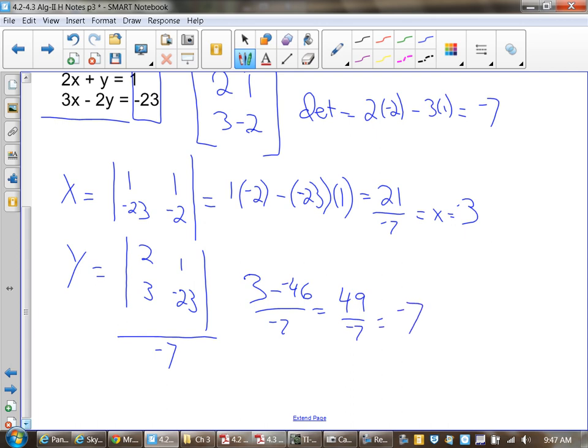So the solution set is -3, -7. Granted, when you see a 2x2 matrix, 2x plus y is 1, 3x minus 2y is -23, you're probably thinking right away, very easy substitution or something. But aren't you supposed to do 2 times -23 and then minus 3 times that?